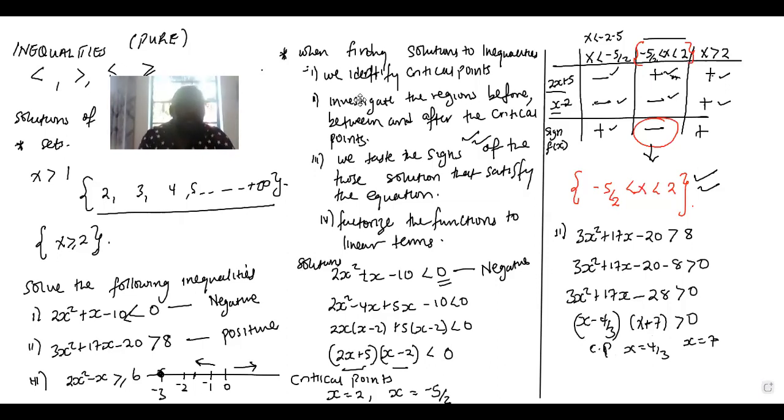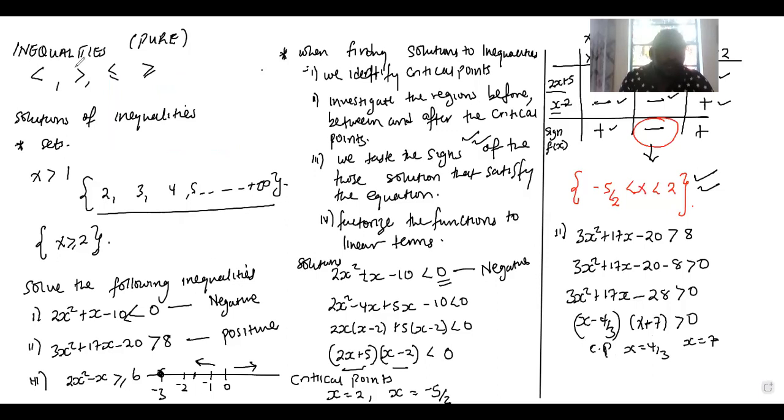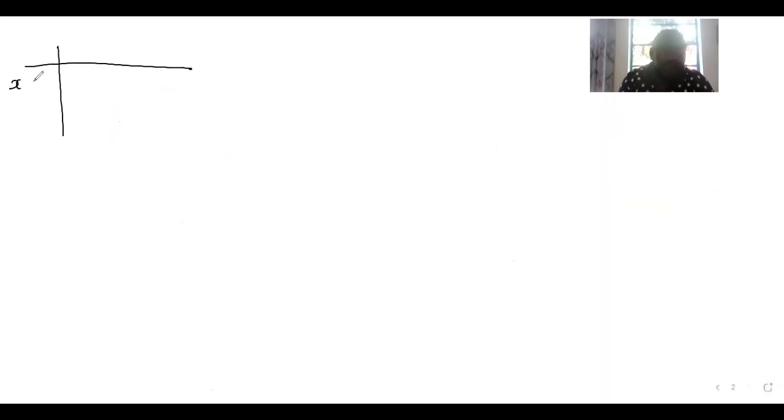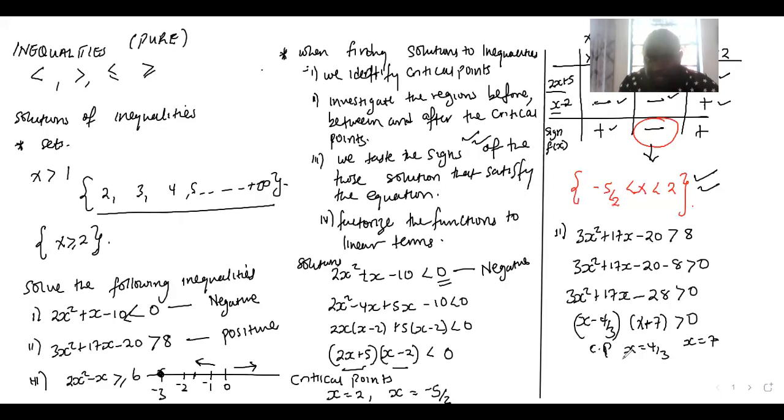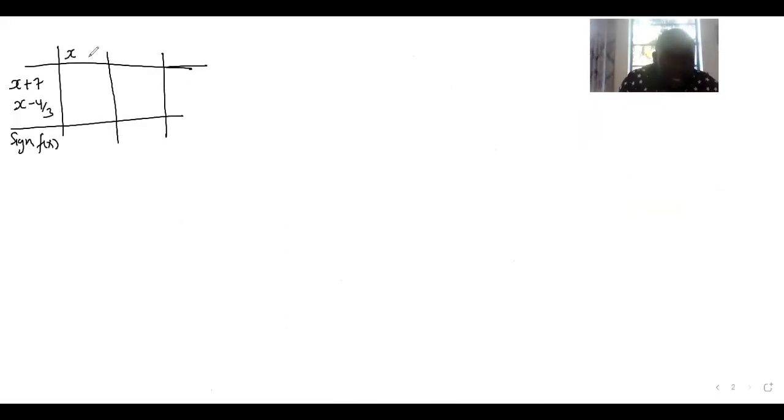So if you have to go and draw our table for the solution, we shall have x plus 7, x minus 4 over 3, sign of the function f of x. So we have x is equal to 4 over 3, x is equal to negative 7. So the smallest is negative 7. So we shall have x is less than negative 7, negative 7 less than x less than 4 over 3, x is beyond 4 over 3.